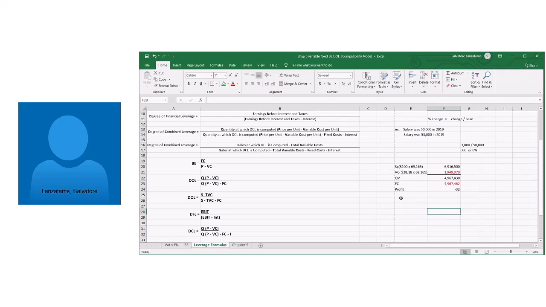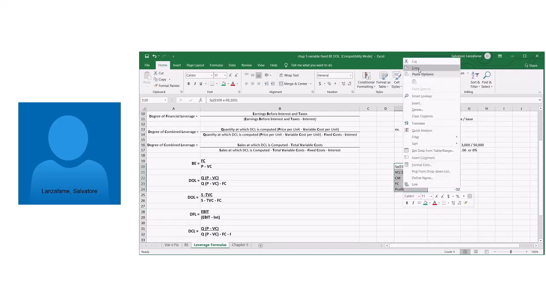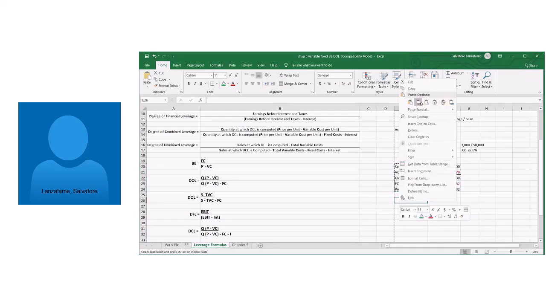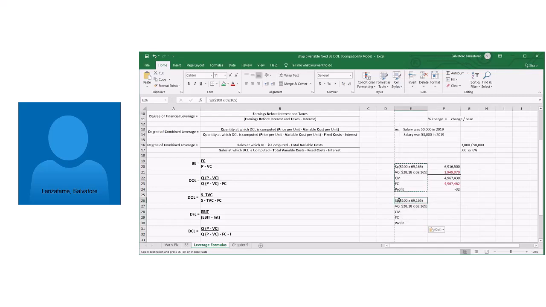But what if the estimated value is supposed to be 75,000 visits? Okay. So let me just copy this down here. And I'm going to substitute 75,000 for where the 69,165 was.